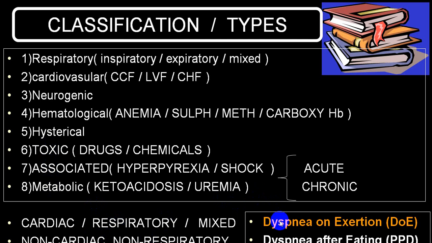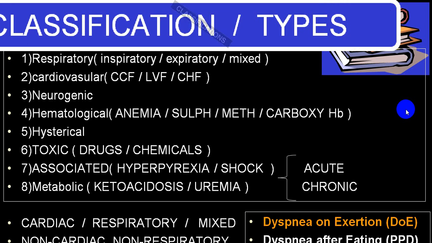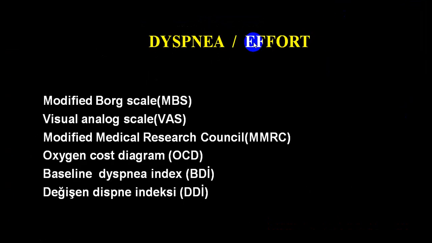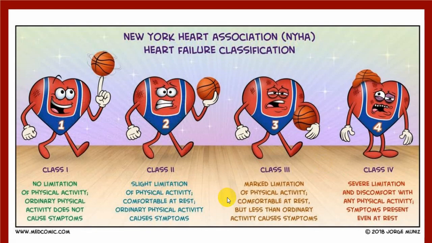So there is one term also, dyspnea on exertion and dyspnea after eating, that is called postprandial dyspnea. These are some of the words we'll be explaining further. There are different ways of grading them. One is the modified Borg scale, visual analog scale, modified Medical Research Council scale, oxygen cost diagram, baseline dyspnea index, transition dyspnea index, etc. These are all the different ways in which you can classify them.